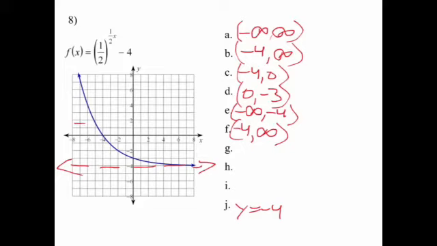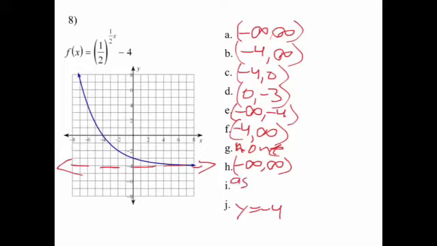If you want to figure out where it's increasing, travel from left to right. Where is it going up? It's not going up anywhere. So that doesn't exist. There's no interval where it's increasing. But my function is going down everywhere. So from negative infinity to infinity, my function is decreasing, going down, as you travel from left to right.